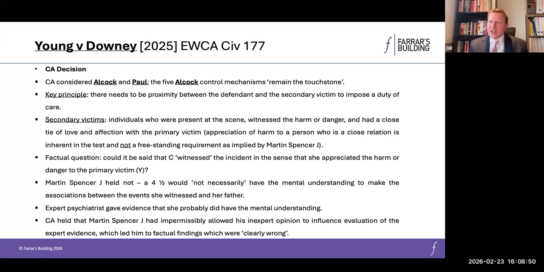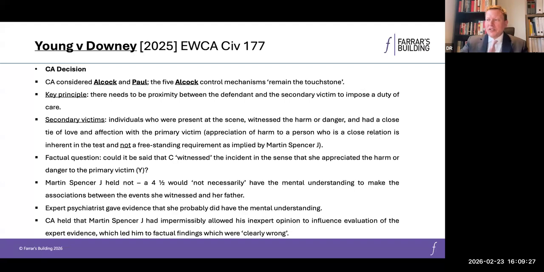Dealing with the secondary victim principle, the Court of Appeal reiterated that the control mechanisms from Alcock remain the touchstone. And as we will remember, they require a close tie of love and affection between the claimant and the primary victim, sudden and unexpected shock that makes the injury occur. Thirdly, physical proximity at the scene or the immediate vicinity or aftermath of the scene. And then fourthly, that the injury arises from the direct perception of witnessing that death or danger or injury.